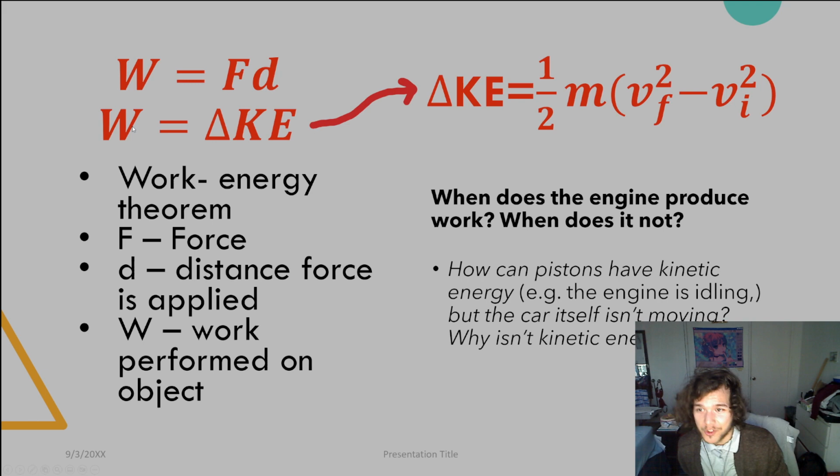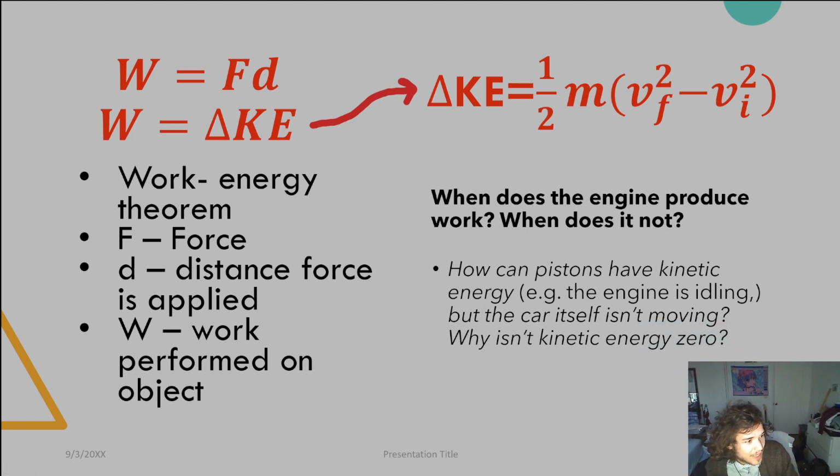The work energy theorem, which basically just equates work to the change in kinetic energy. And this is actually how we find the motion of the car is related to the motion of the pistons. Because we can find the distance the car moves is equal to this kinetic energy inside of the pistons. And yeah, we got to know D is distance of force applied, W is work, and F is force. This is kinetic energy. V just stands for velocity. This is the change in velocity. This is change in kinetic energy times mass. It's very simple to work with.